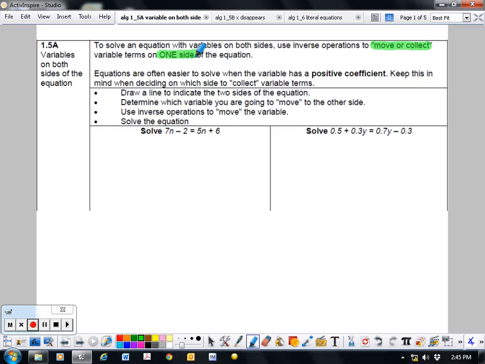And my goal is to always try and end up with a positive coefficient. I'm a former negative dropper. I have issues with negatives. And so I try and look to make my coefficient positive. Some people really like to keep their variable on the left-hand side. So it's just what they're used to seeing and they know how to work. Both methods are absolutely correct.